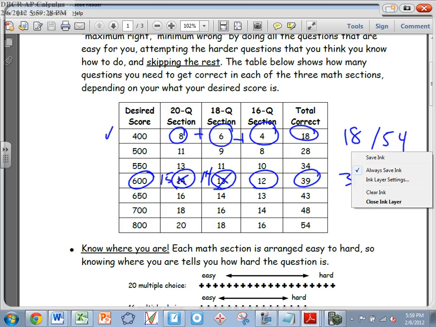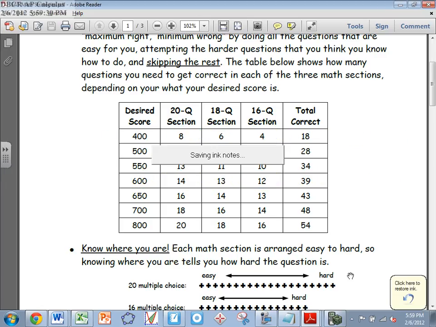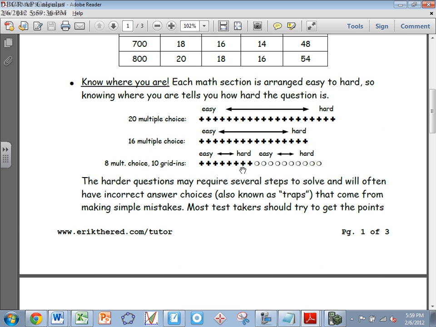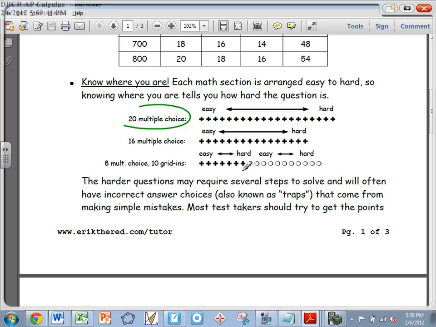Next, remember in the math section, there are 3 sections. 20 questions, 18, and 16. So let's take a look at this now. Again, we're going to see here, there are 20 multiple choice. There are 20 in a row. They start easy. You might have 7 easy, 7 medium, and then maybe 6 difficult.